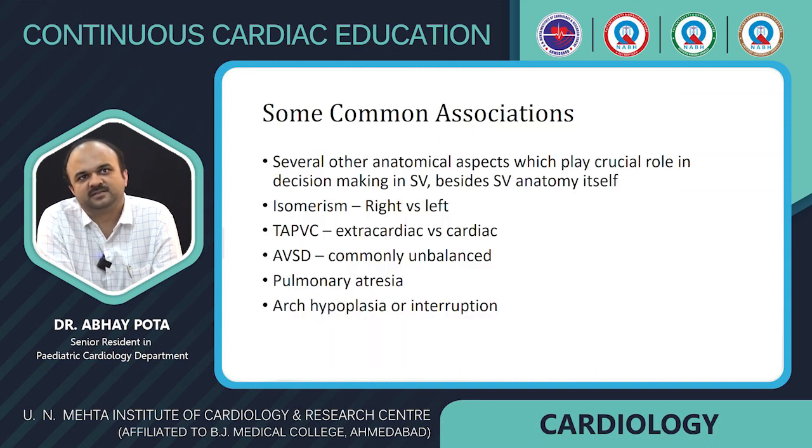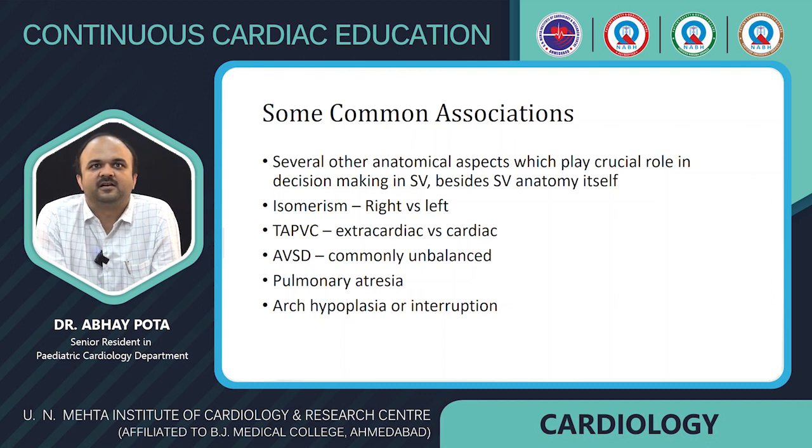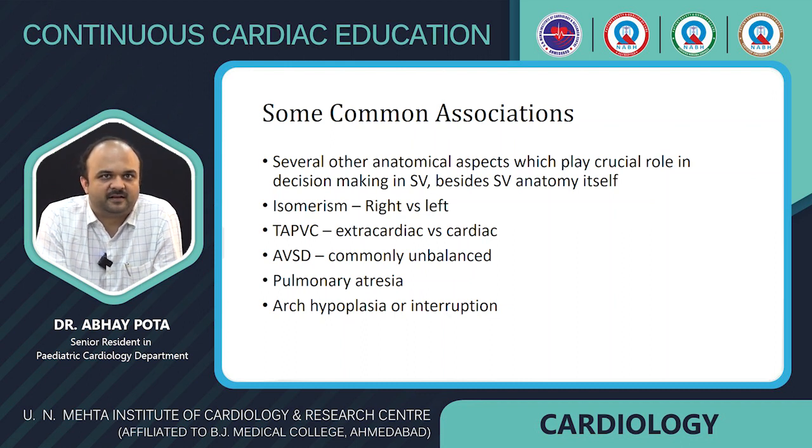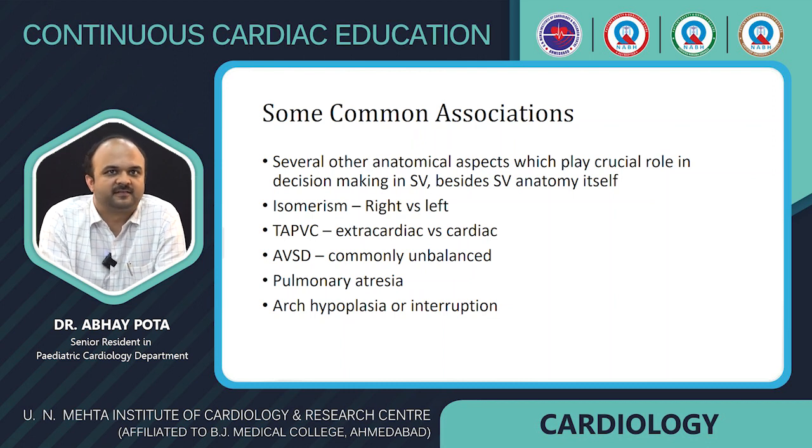So there are some common associations of single ventricle defects. Several other anatomical aspects play crucial role in decision making in single ventricle besides single ventricle anatomy itself, like right isomerism versus left isomerism, TAPVC which is commonly associated with single ventricle defects, extracardiac or intracardiac TAPVCs. Extracardiac TAPVC is generally associated with right isomerism, while intracardiac TAPVCs are generally associated with left isomerism. AV canal defects, commonly unbalanced AV canal defects, pulmonary atresia, arch hypoplasia or interruption.